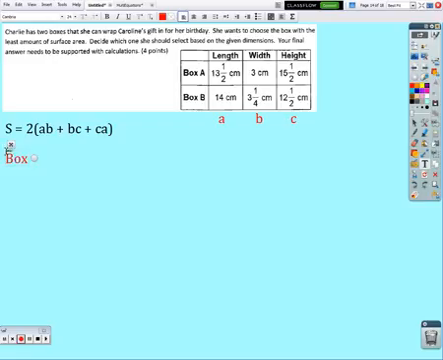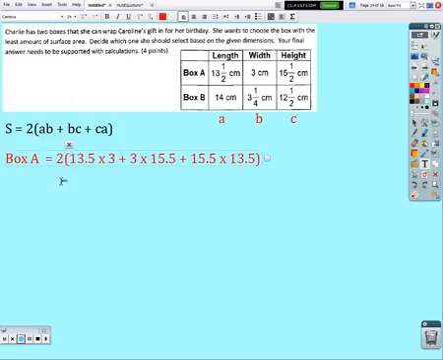I'm going to use the formula that Jasmine told me about. I'm going to say 2 times, and the dimensions for it: A is what? 13.5, we can change that to a decimal, times B, which is 3. Then we'll add that to B times C. We know B is 3 times C is 15.5. Plus, now we have 15.5 times 13.5, which is kind of big. That'll help me find the surface area of box A.